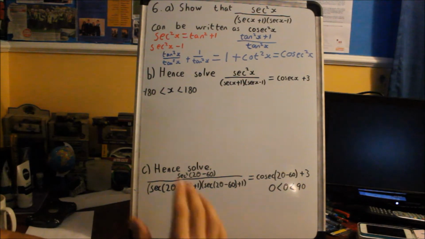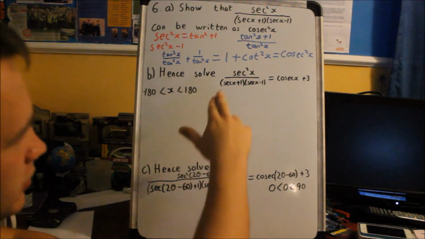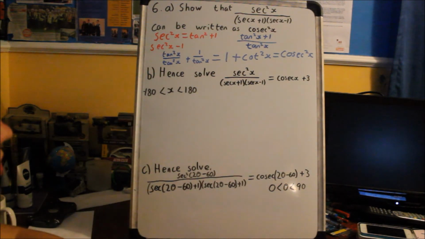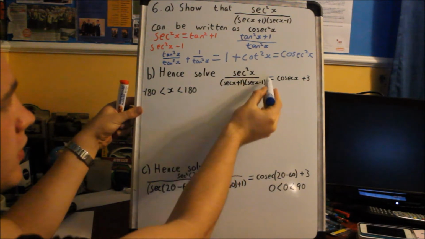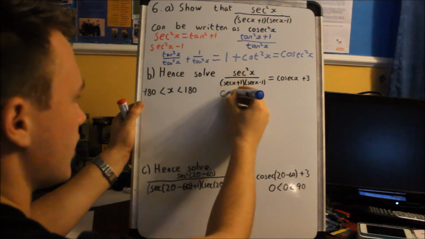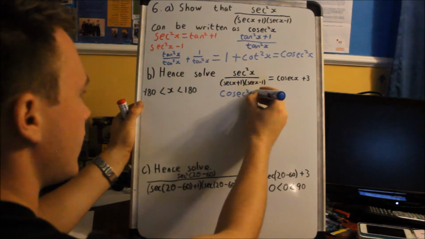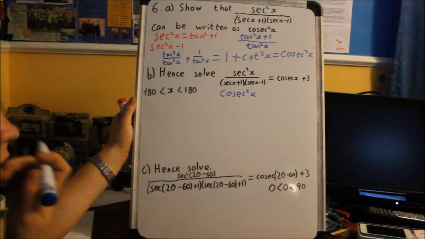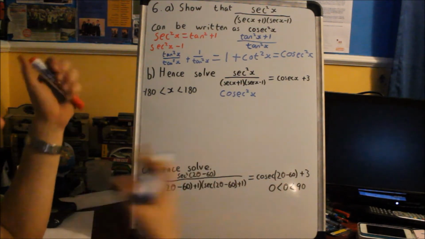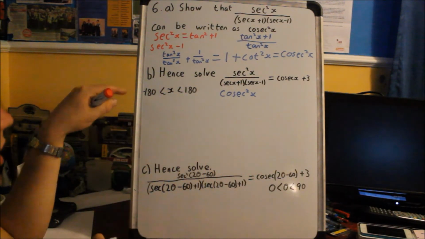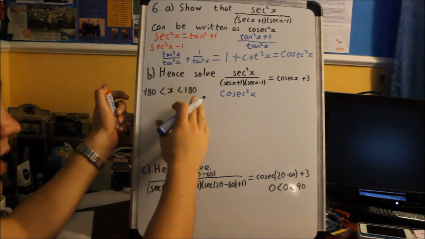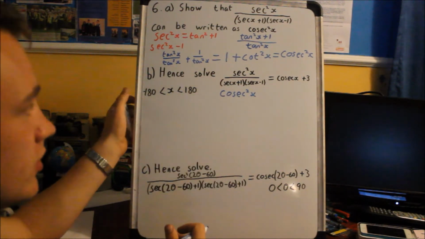So, part B, hence solve sec squared x over (sec x plus 1) times (sec x minus 1) equals cosec x plus 3. Again, there's the word hence, which means using something we've done before, and you can probably see we've done this part before. We know that that equals cosec squared x, so we can exchange that for cosec squared x. And you should know from Core 2 the sorts of questions that you're going to get with this sort of stuff. We know we're going to form some sort of quadratic to boil it down to find out what x equals, to find our solutions in between these. It's in degrees, that's why it's in between minus 180 and 180. We're going to find the values of x.